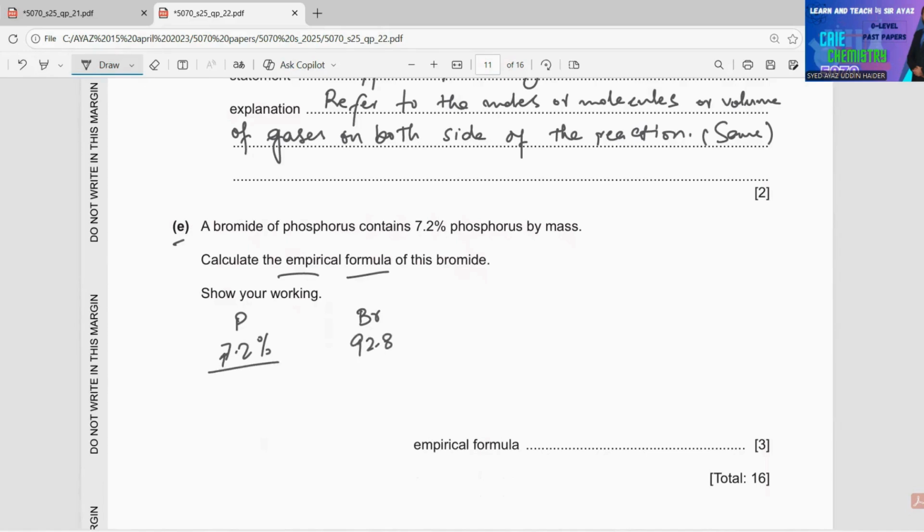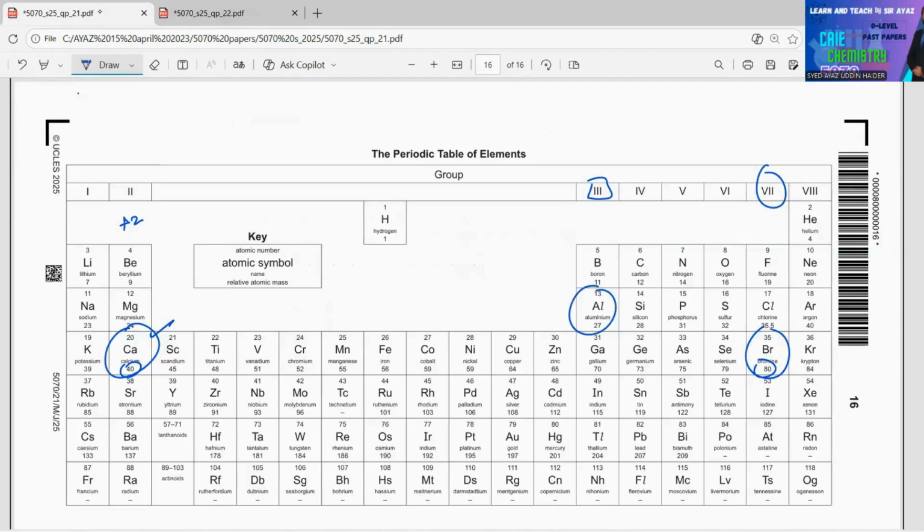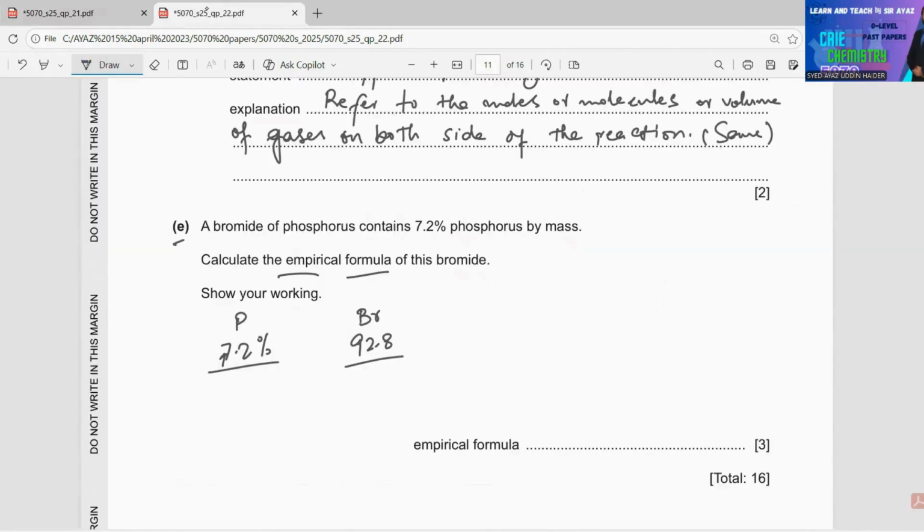The first step, what you have to do? Divide by the nucleon number or mass of these elements. So phosphorus, where's phosphorus? Here's phosphorus. You see, the mass or nucleon number of phosphorus is 31. Bromine, it's 80. So in the first step, 7.2 divided by 31 for phosphorus, and for bromine, 92.8 divided by 80. So what will you get? You will get 0.232 for phosphorus and 1.16 for bromine.